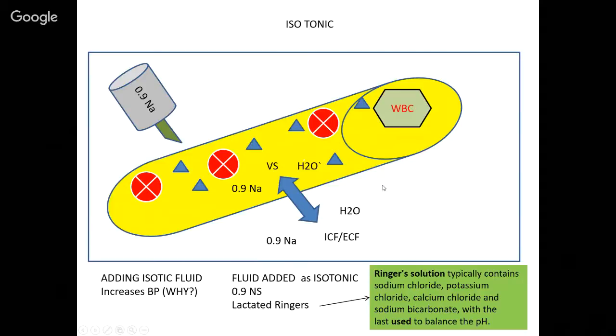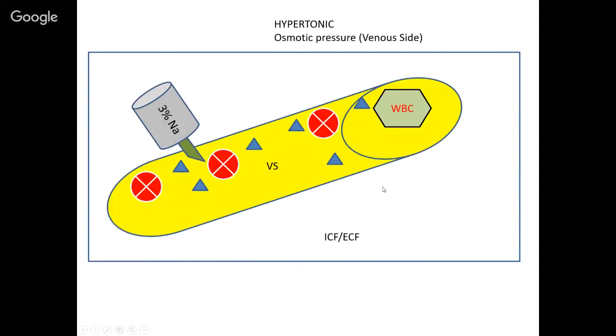Okay, so that's our isotonic review. Now we're going to look at hypertonic, right? Looking up here, we're going to be adding a 3% normal saline to the blood vessel.